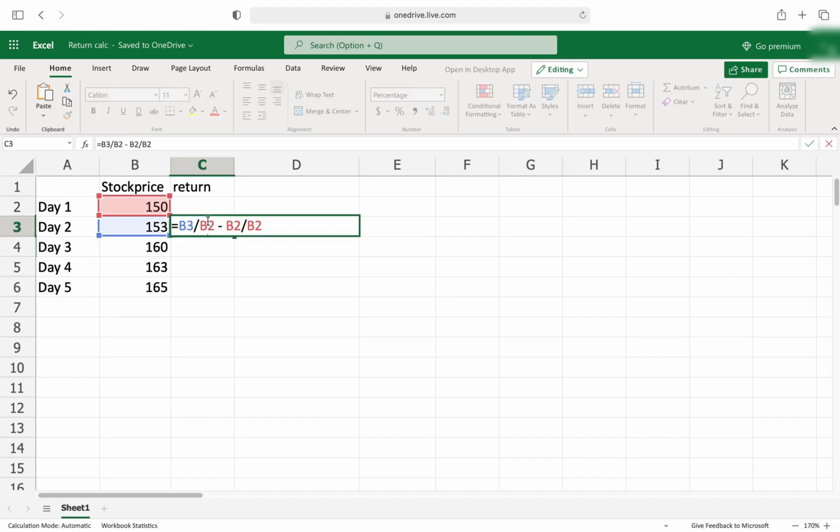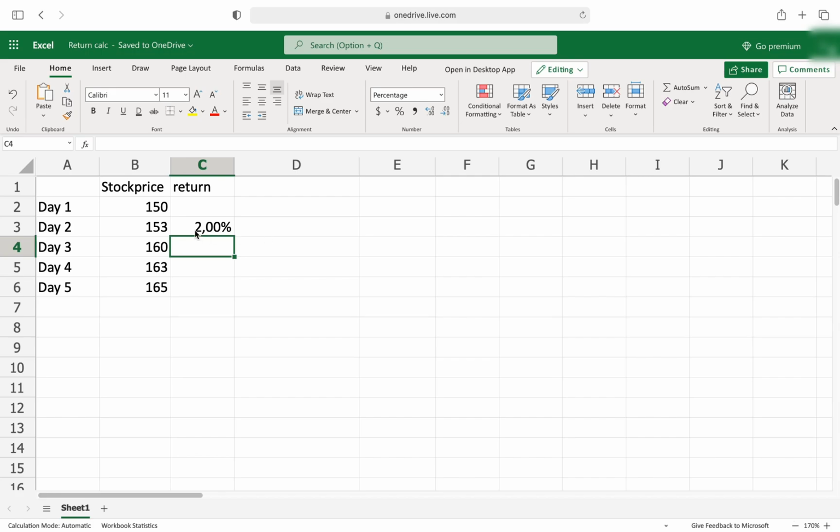Now you see that B2 divided by B2 is just the same as 1. And this is the only reason why we are subtracting a 1 after dividing. So this is the same. As you see, 2%. Okay, so let's pull that down. And now we have the relative changes of the stock or the returns on this particular day. As a side note, this could also be another time scale. So that could be hours, minutes, seconds, but also month, years, and so on.